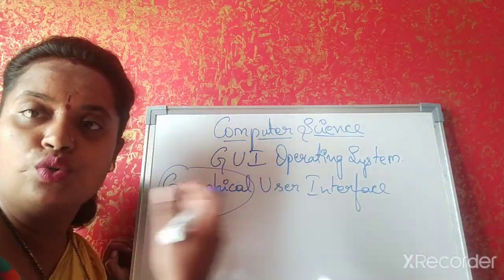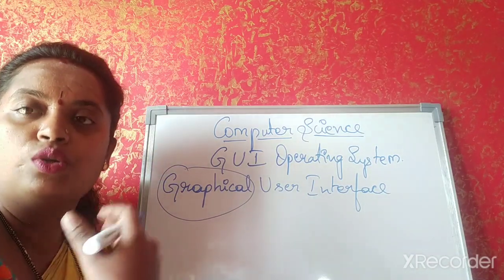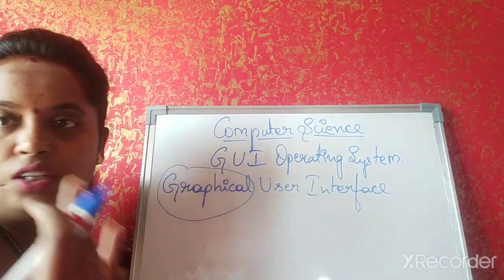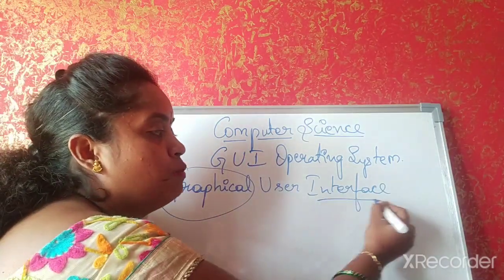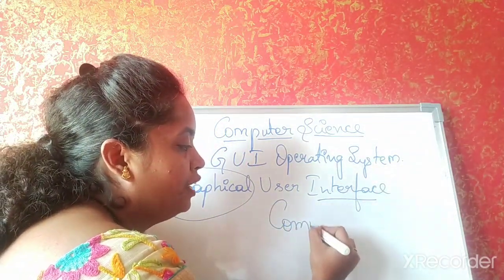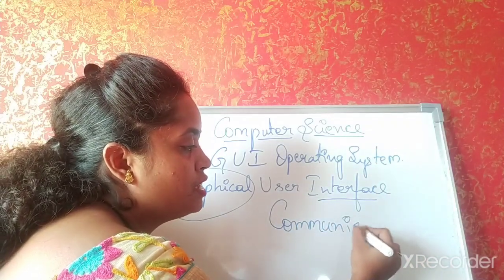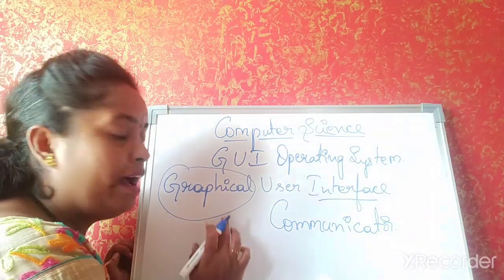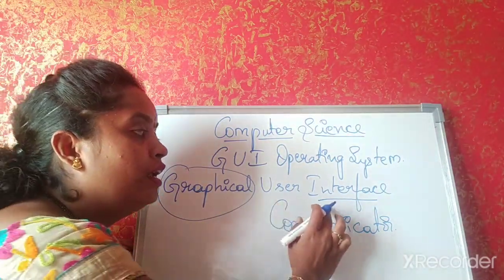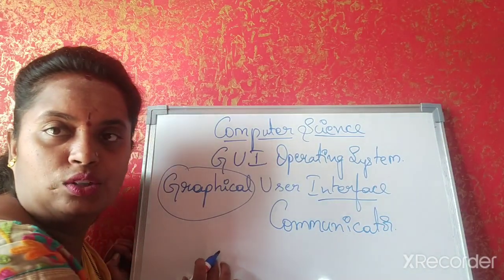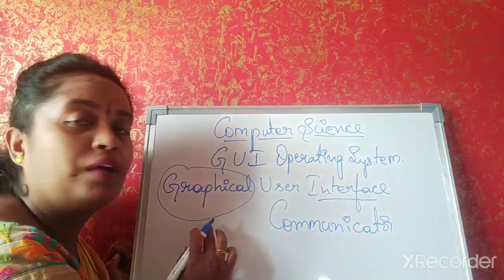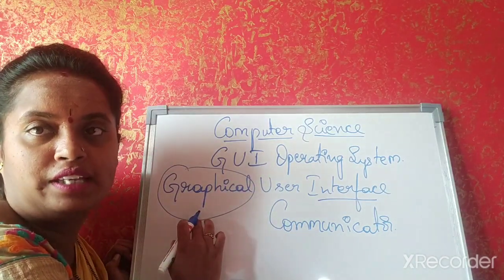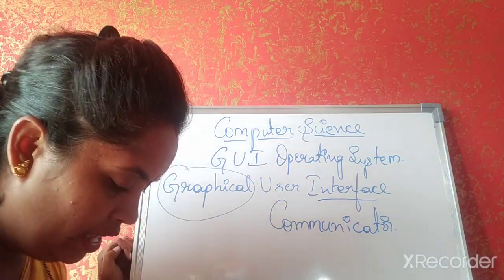User, the one who uses it. Like me using the computer, so I am the user. You using the system, you are the user. Interface means nothing but communicator. What is interface? Interface is nothing but communicator. The user who is using graphics is communicating through the interface. Do you understand? I am communicating with the system with the help of the graphics. Understand children? That's the graphics.